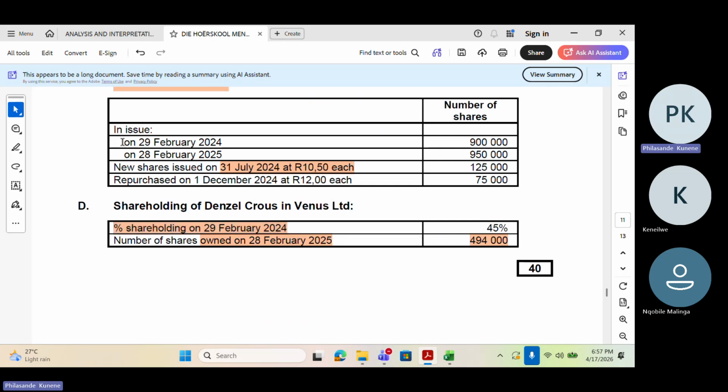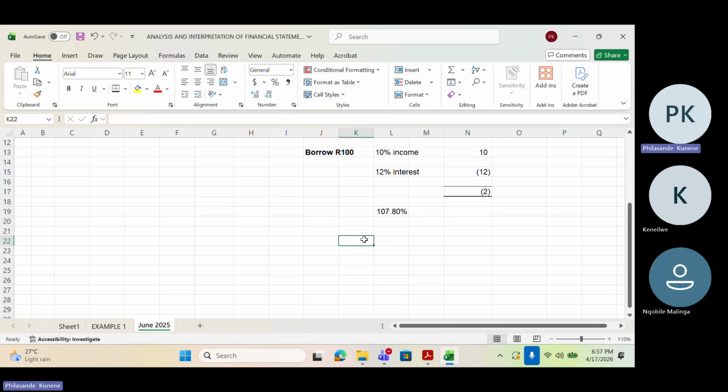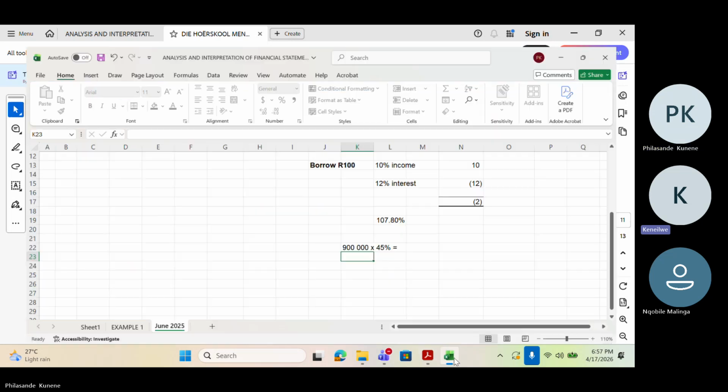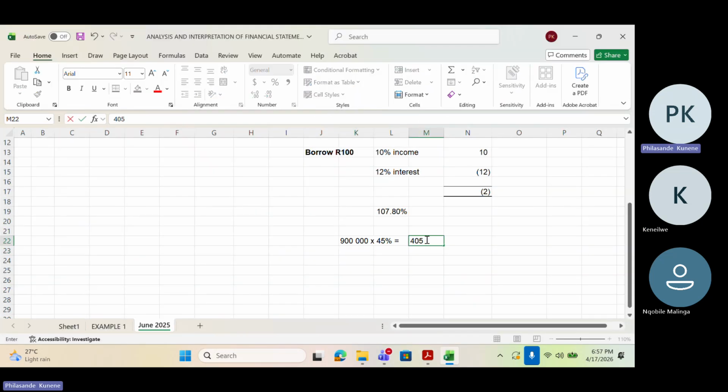And we know very well how many shares were there in 2024. There were 900,000 shares. If you say 900,000 times 45%, how many shares are you getting? 900,000 multiplied by 45%. How many shares are we getting? I got 405,000 shares. Okay, 405,000 shares.